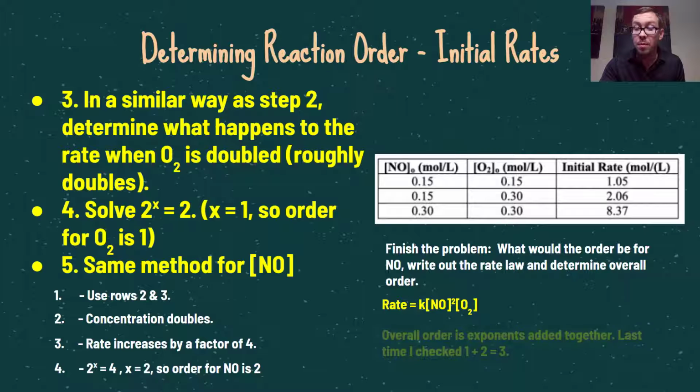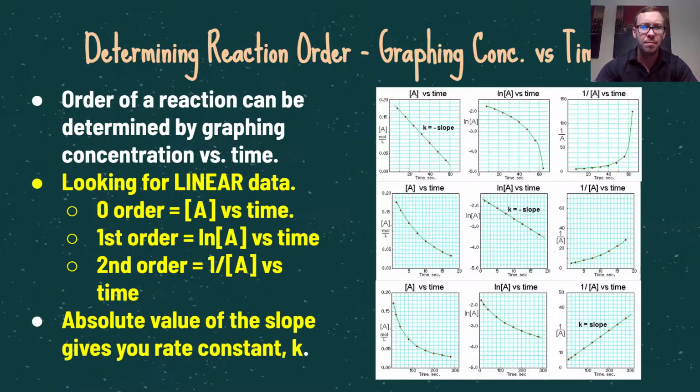Once I figured that out, to determine the overall order, we just add all of the exponents together. So 2 plus 1 is equal to 3. So again, this is another way that we can determine the reaction order and be able to write out the rate law for this chemical equation. Another way that we can determine reaction order is by graphing concentration versus time. When we do this, what we want to look for is linear data.